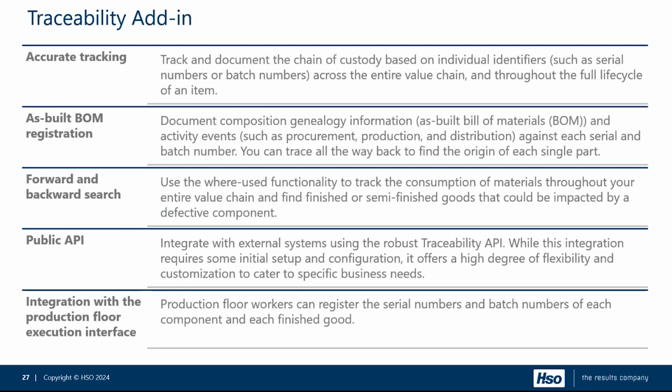With the point of doing all these things: accurate tracking, chain of custody, where did this thing go? The bill of materials as built, what was in it? And what's the genealogy of all of those items, a forward and backward search, which I'll show you briefly, and then a public API. So public doesn't mean that anyone can access it, it just means outside of this tool. So if you're using external systems that need traceability, you can build integrations to find information. Tell me about the history of this serial number, tell me what happened to this batch. And yeah, production floor execution interface, registering and updating serial numbers and things, components of each finished good as you go through the process.